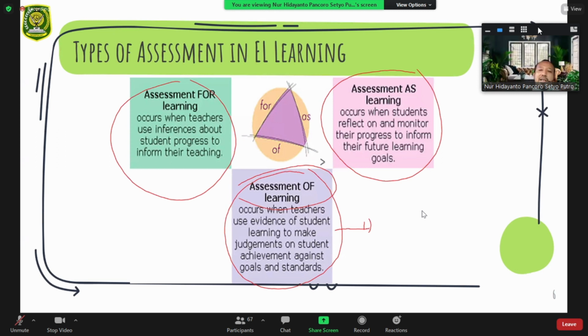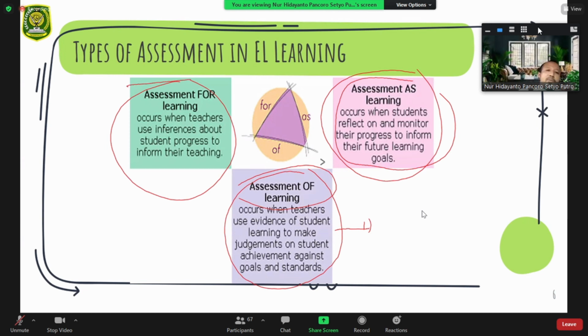If we go to assessment as learning, it occurs when students reflect on and monitor their progress to inform their future learning goals. So from their own performance, the students can learn, okay, if the target is 100 and my level is 70, I still need to go for another 30. I have to struggle for another 30 then. So this is assessment as learning.